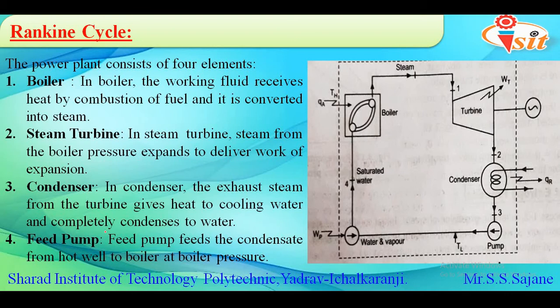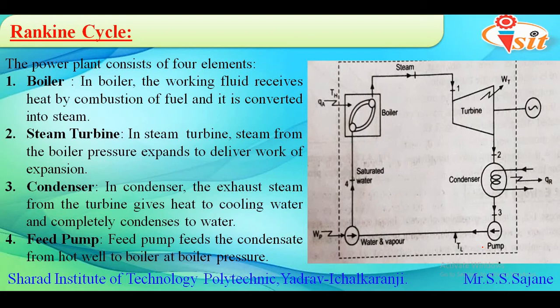So we are having a diagram regarding the steam power plant. So first we will understand what are the basic elements of the steam power plant and what is the function of each and every element. Basically the steam power plant consists of four elements, which are nothing but boiler, steam turbine, condenser and the feed pump. So first we will start with the boiler.